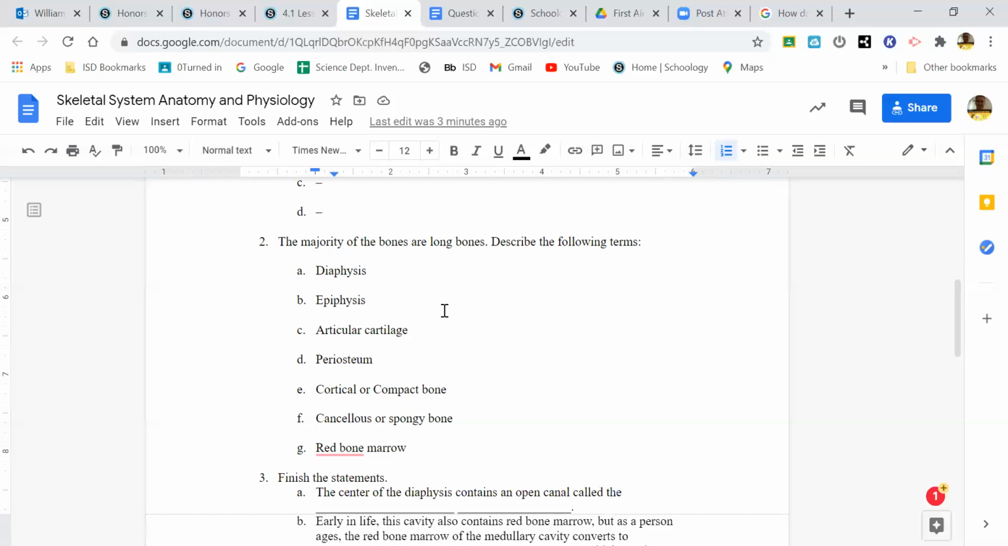The periosteum is a thin connective tissue membrane that covers the surface of a bone. It contains numerous blood vessels, nerves, and lymphatic vessels.